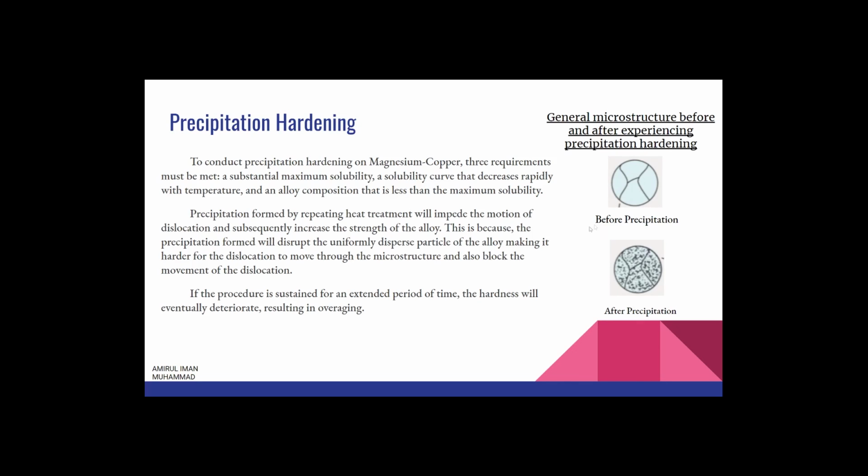As you can see here, before precipitation hardening, the dislocation can easily move through the microstructure, even though some energy is required to move past the grain boundaries. However, after precipitation hardening, it is harder for the dislocation to move through the microstructure. The precipitates, the black dots here, will block and disrupt, making the dislocation harder to move through. However, if the procedure is sustained for a long period of time, the hardness will eventually deteriorate, resulting in overaging.